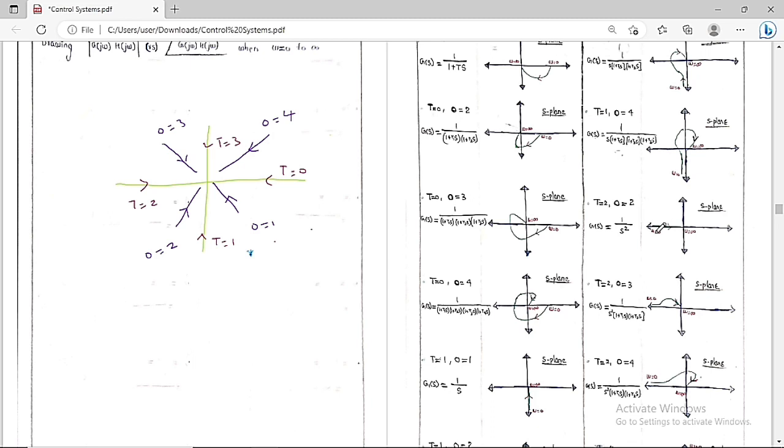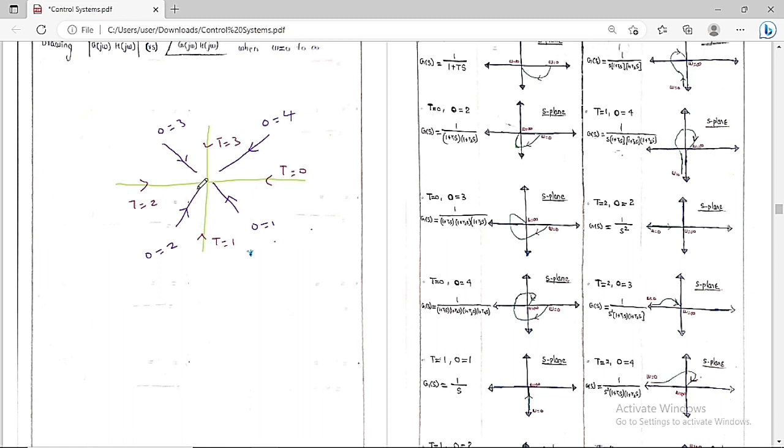So the highest power of s is equal to 2. Therefore, the order of the system is equal to 2. If you want to draw the polar plot for this open loop transfer function, the starting point is the type of the system and the final point is the order of the system. So type 2 is here and order 2 is here.